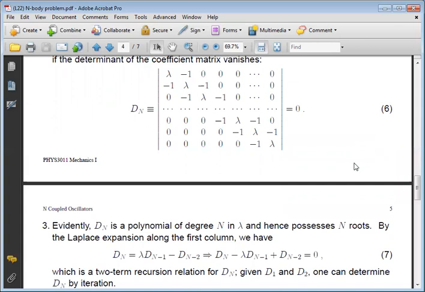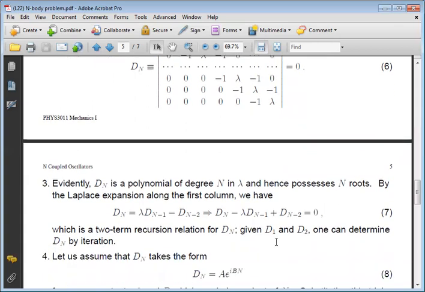Now, this recursion relation is very useful because you can see that once we know D1, D2, then we can determine D3. Once we know D2, D3, we can determine D4, and so on, up to Dn.